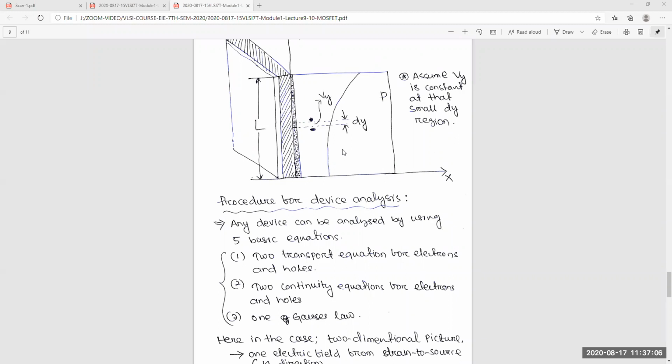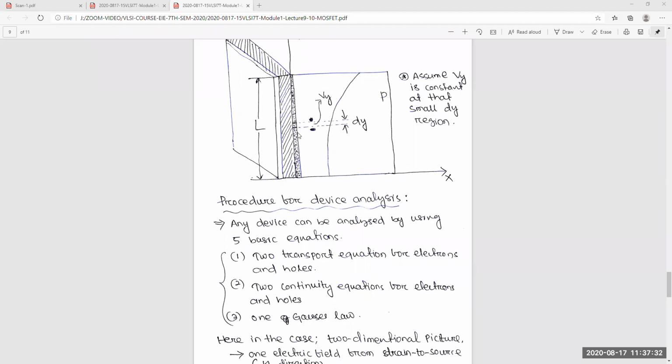∂Ex/∂x or ∂Ey/∂y is equal to the charge by epsilon, rho by epsilon. That is Gauss's law. So here there are two electric fields, one in the y direction and another in the x direction. Yes or no? Yes, sir.